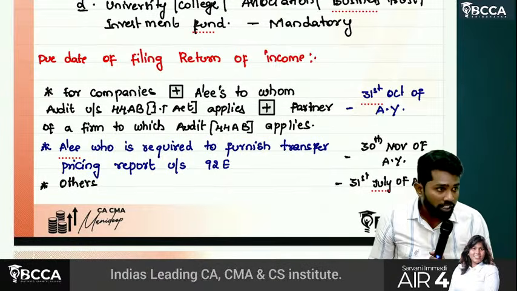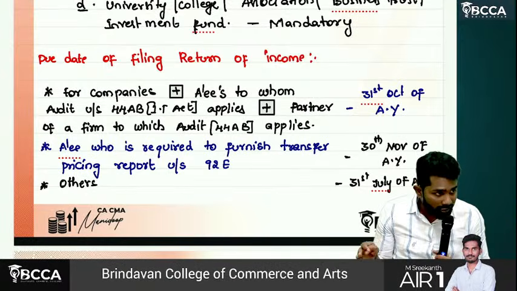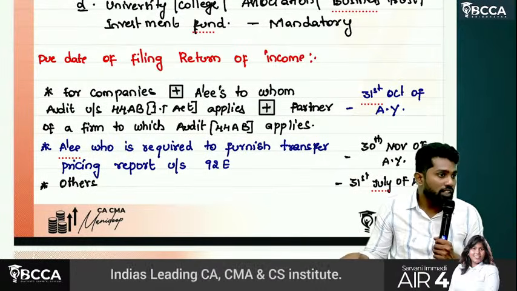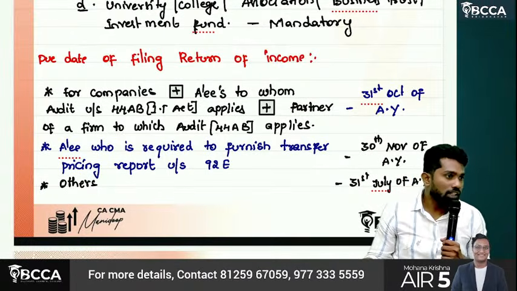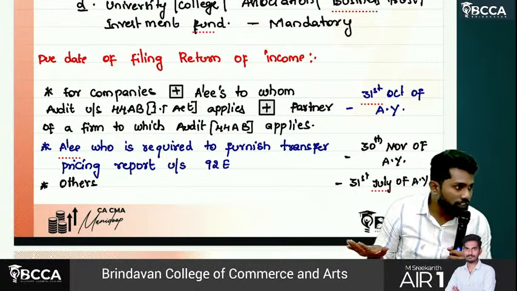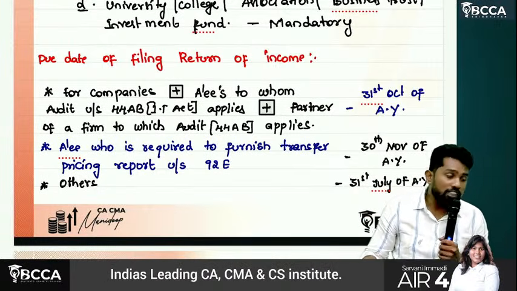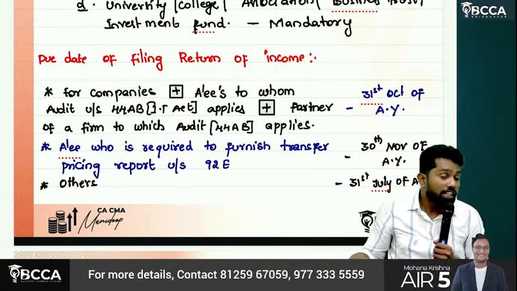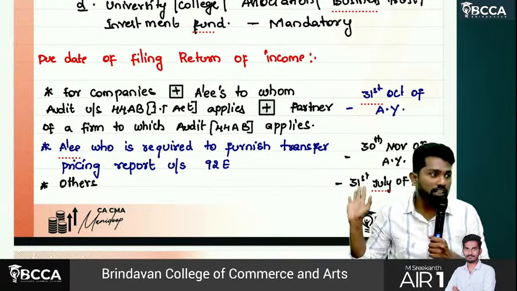So now for an individual, what is the due date? We cannot tell, the information is not enough. For an individual, whether tax audit is applicable or not. If applicable, 31st October. Otherwise, 31st July. For a company, what is the due date? We cannot say straight away. For a company, is transfer pricing applicable or not? If transfer pricing provisions are applicable, 30th November, otherwise 31st October.